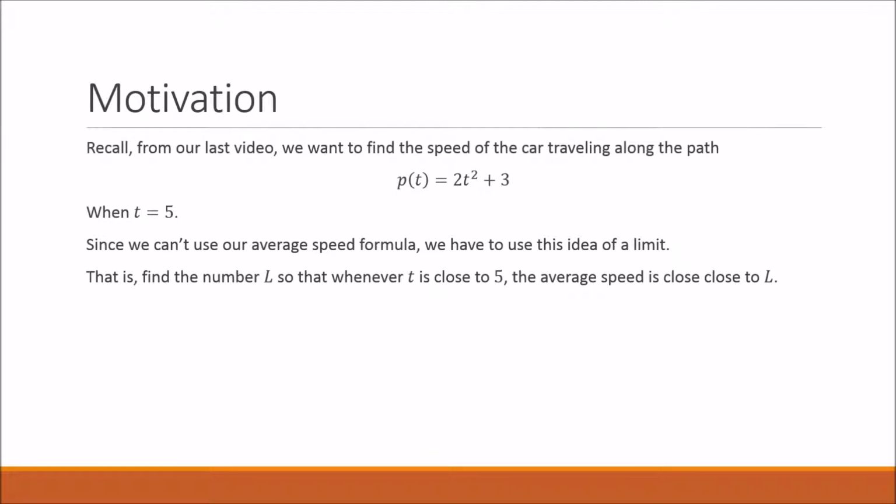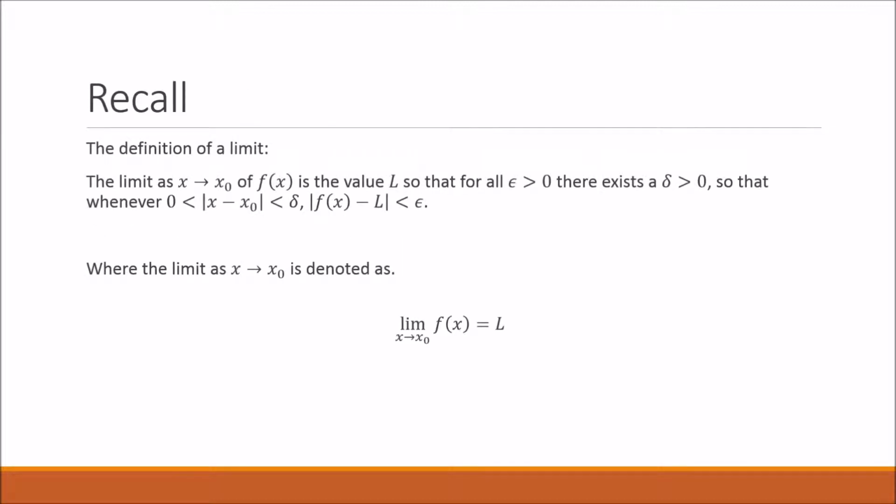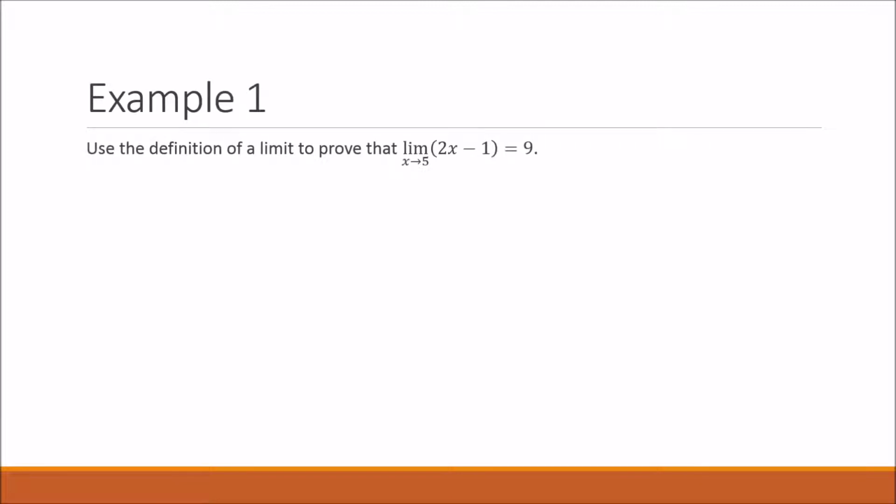That is, we had to find the number L so that whenever t was close to 5, the average speed was close to L. So recall the definition of a limit. The limit as x goes to x naught of f of x is the value L, so that for all epsilon greater than 0, there exists a delta, so that whenever 0 is less than the absolute value of x minus x naught is less than delta, we have the absolute value of f of x minus L is less than epsilon. That is, whenever x is close to x naught, f of x is close to L. And we denote this as the limit as x goes to x naught of f of x is equal to L.